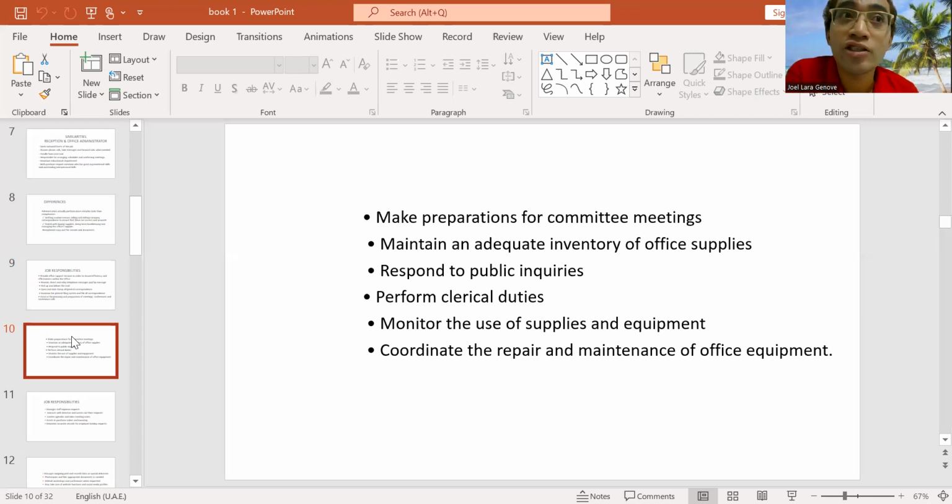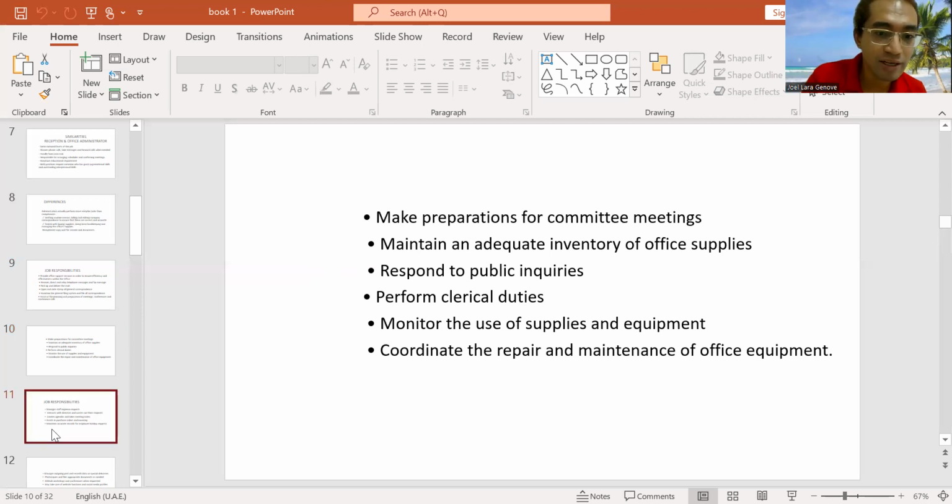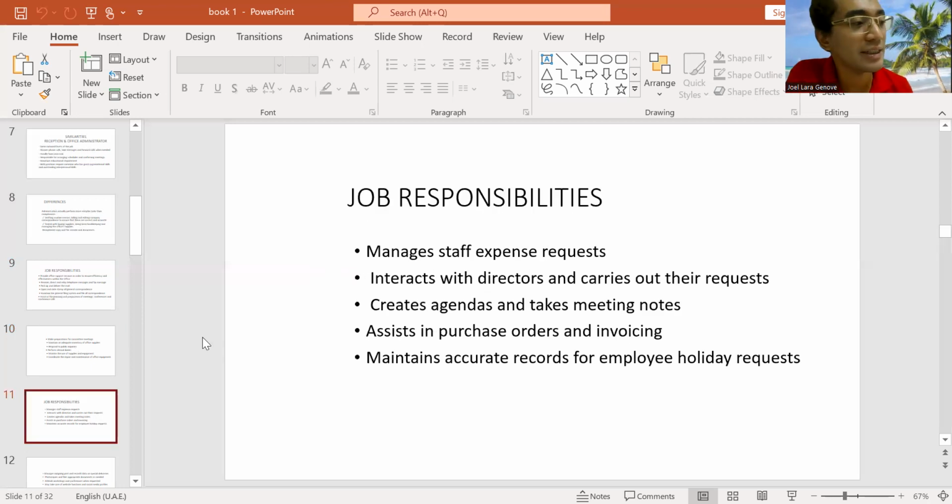Okay, that could be your additional course, right? You should learn how to use that because you would be asked to do some memos. Probably there's a birthday of one of your staff. You will create a design and then you can send that in the WhatsApp group. Yes, that could be your task. Next, page 11. Job responsibilities still continue.